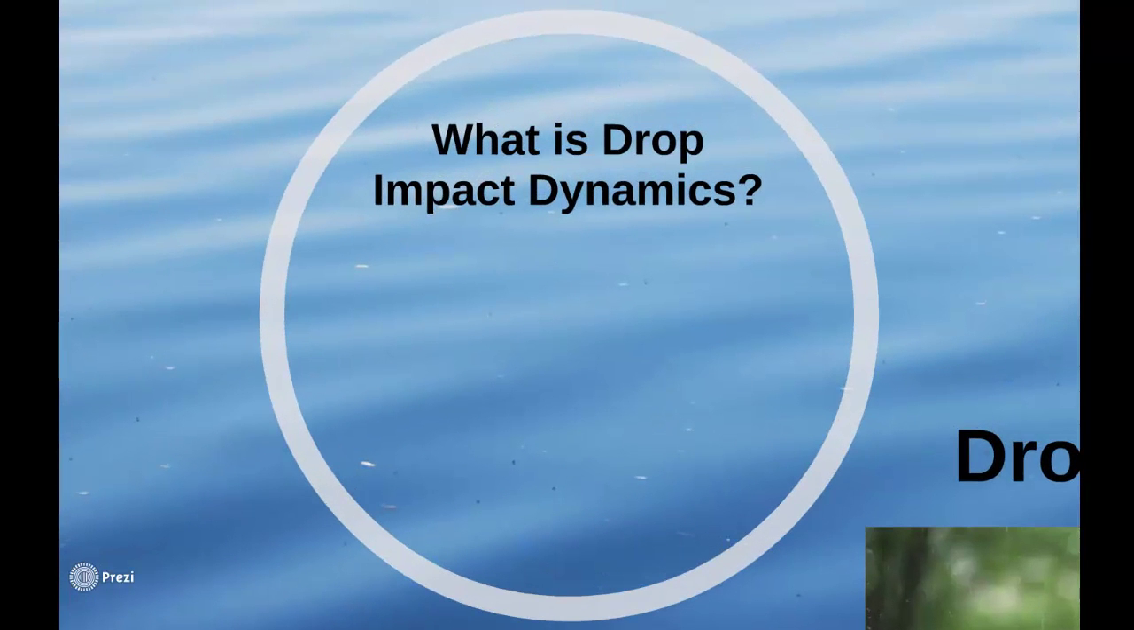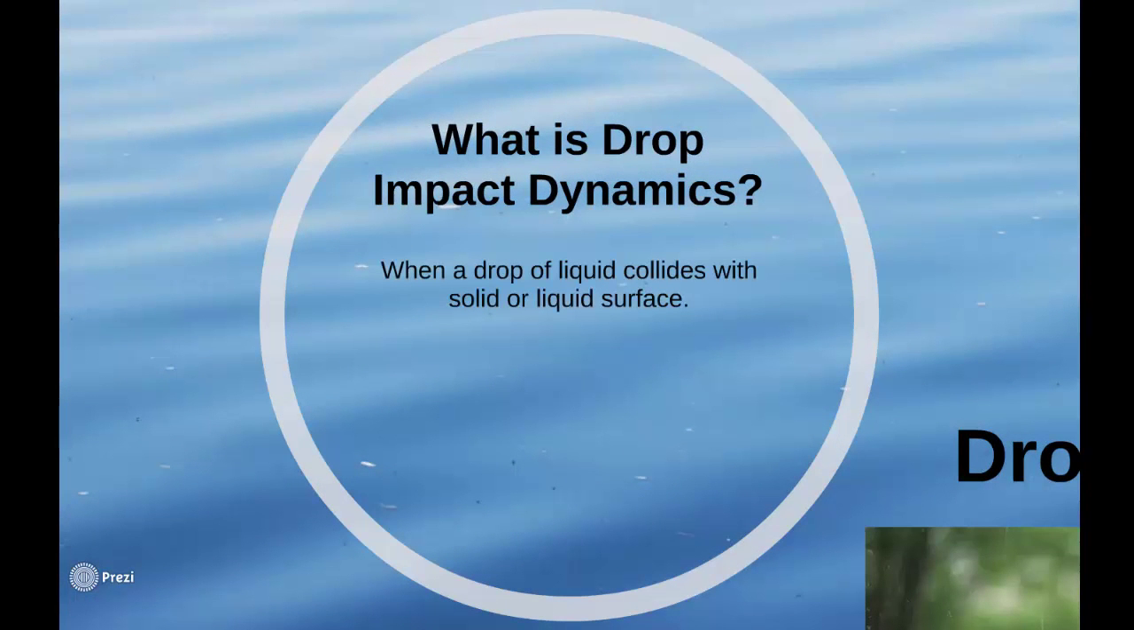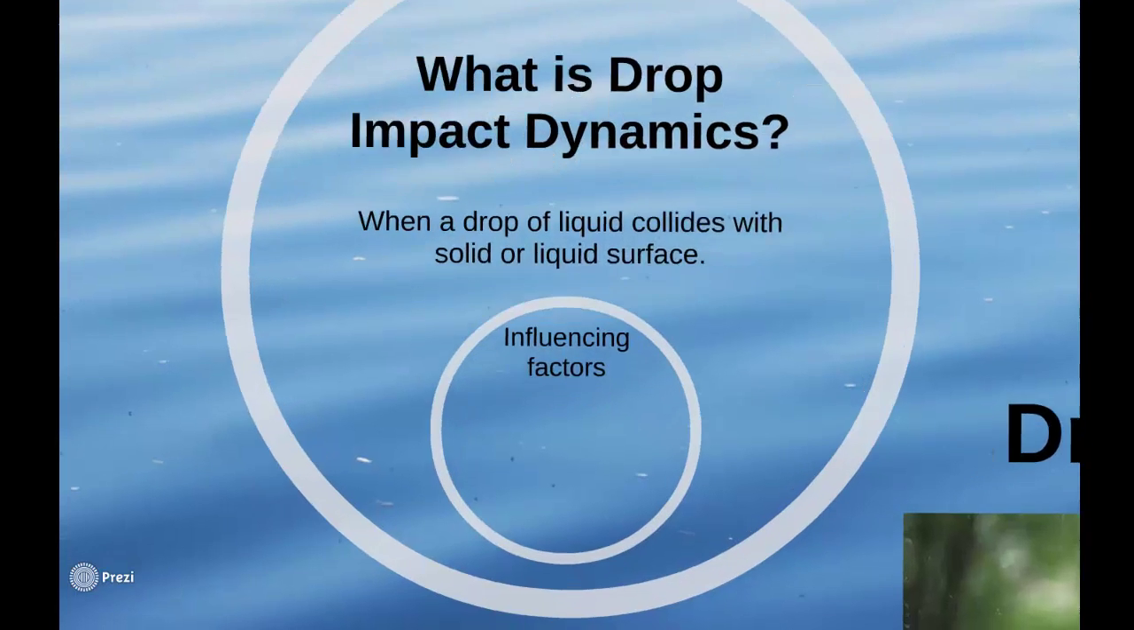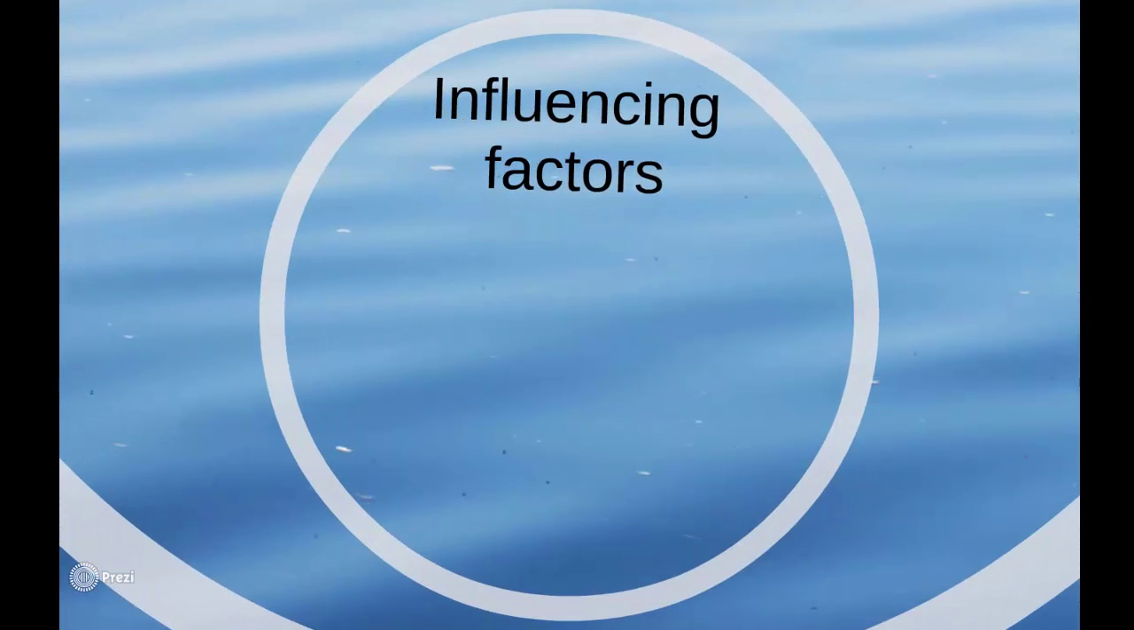So what is drop impact dynamics? When a liquid droplet collides with either a solid or liquid surface, a number of outcomes can happen, such as splashing or spreading. There are two main categories of factors which affect the outcome. These include the droplet, as well as the surface on which the droplet impacts.